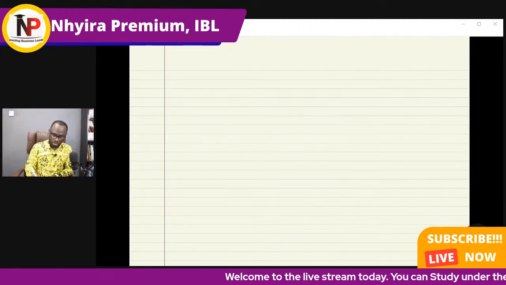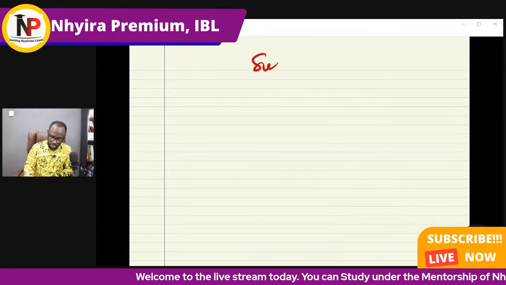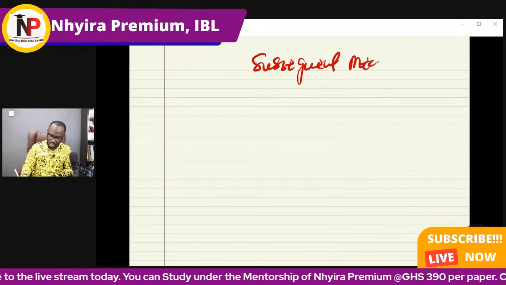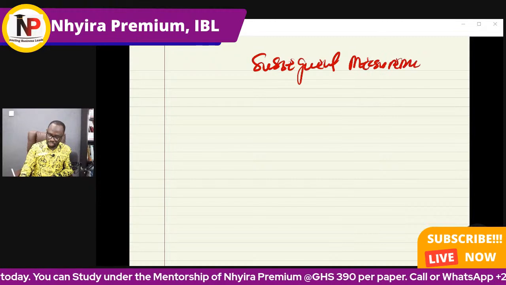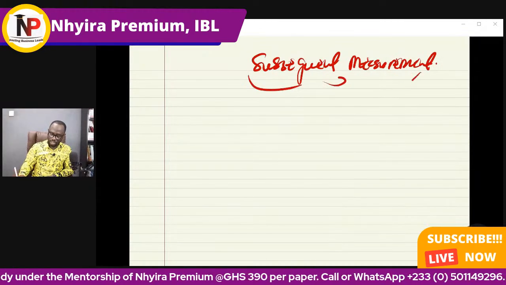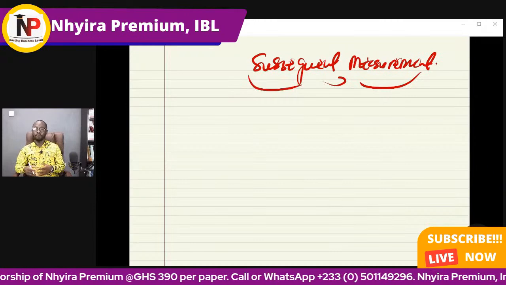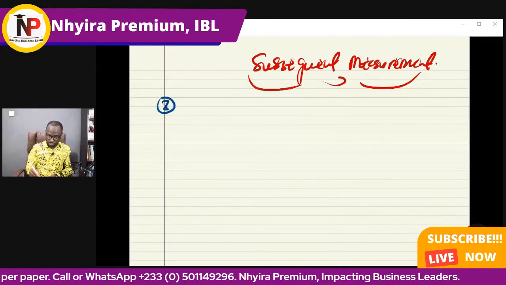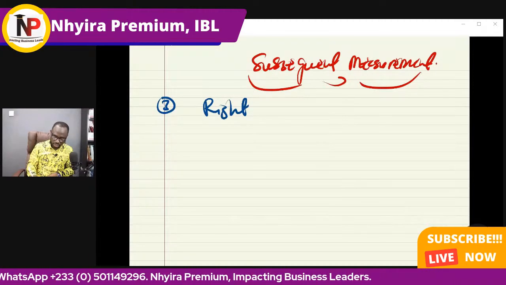Then we go to subsequent measurements. On subsequent measurement, you know already that we will depreciate the assets. So workings 3, right of use asset.